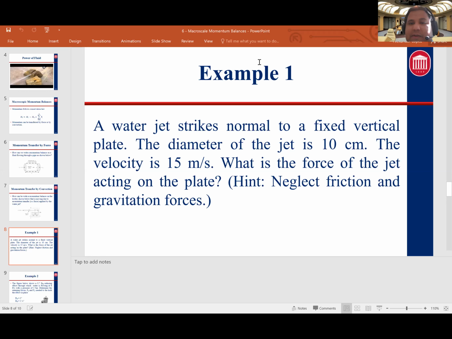So for this one, I'll go ahead and put you guys in some breakouts. And you can spend a little time talking and see if you can come up with the force in newtons of the jet striking the plate.